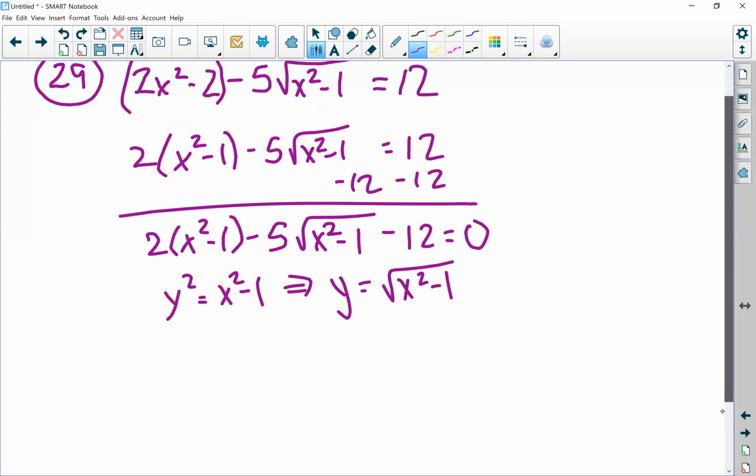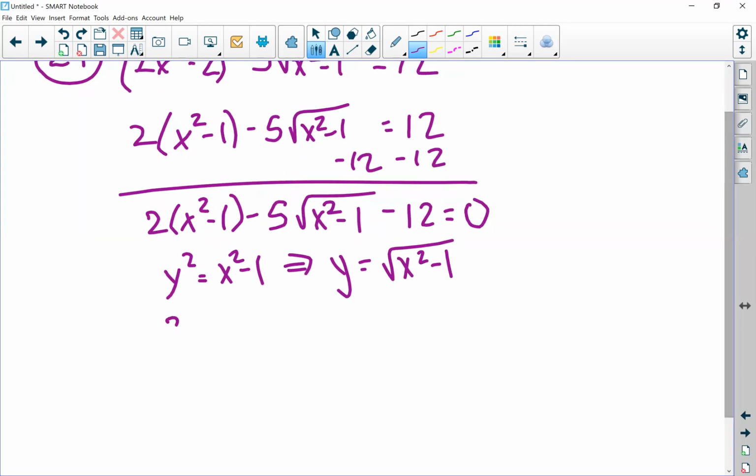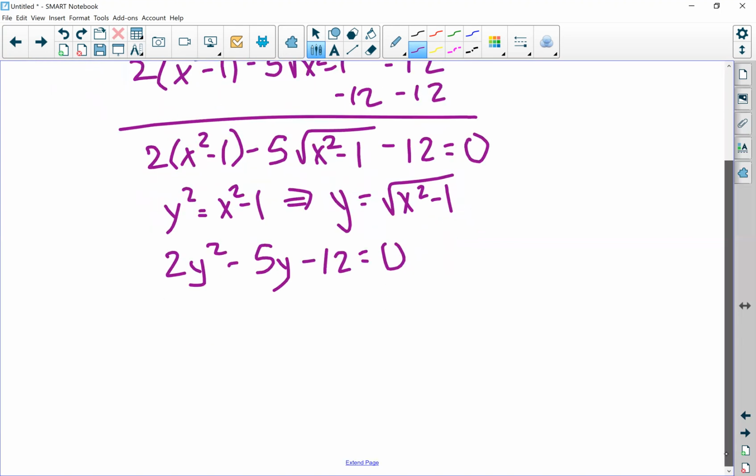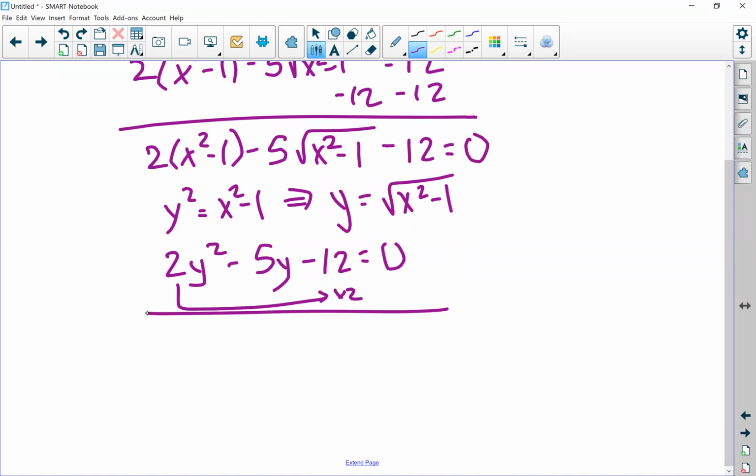And make my substitutions. 2y squared minus 5y minus 12 equals 0. That we can factor one of several ways, the slide method. I know some of you like to look at factors and play with it that way. Whichever method you like, you can use. I'm going to use the slide method. Take the 2 and slide it over.